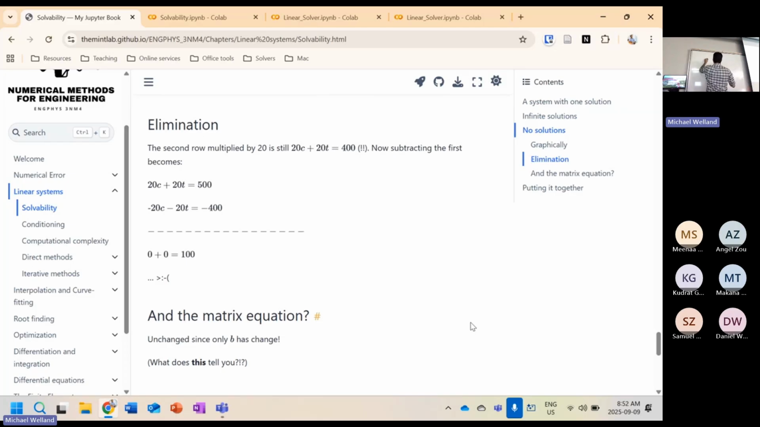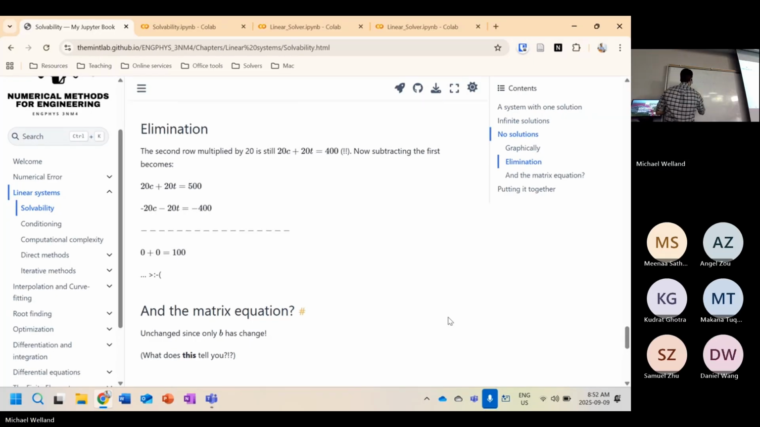Okay. When this was 400, we had the matrix equation 20, 20, 1, 1, x, y. Can you guys see? Should I turn on the lights? Better? Yeah.